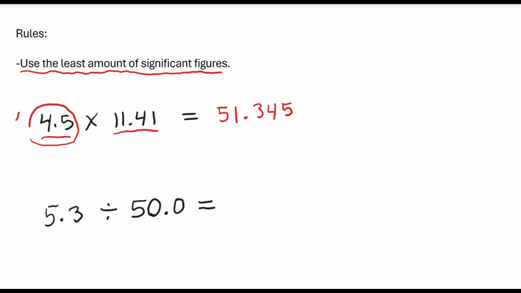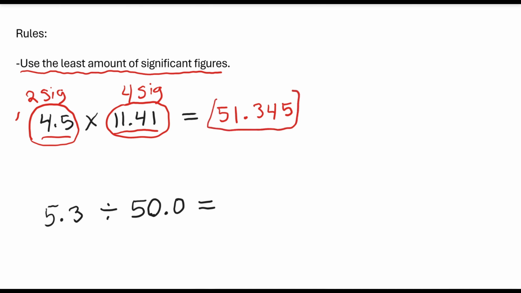So in here you have 4.5 times 11.41. 4.5 has two significant figures. 11.41 has four significant figures. This means that your final answer has to be rounded to the least amount of significant figures, which in this case is the 2, the 4.5, which has two significant figures. So now all we have to do is round our final answer to two significant figures.